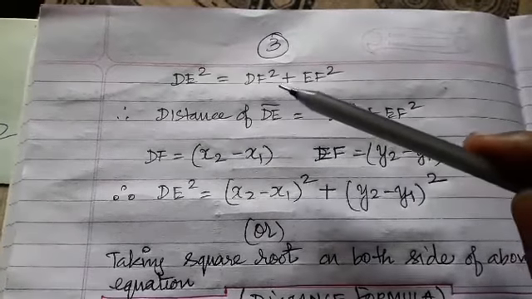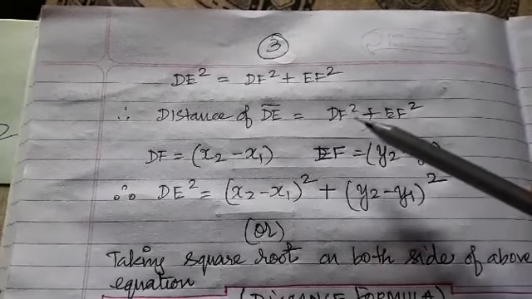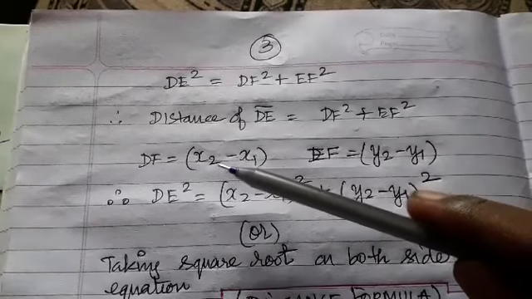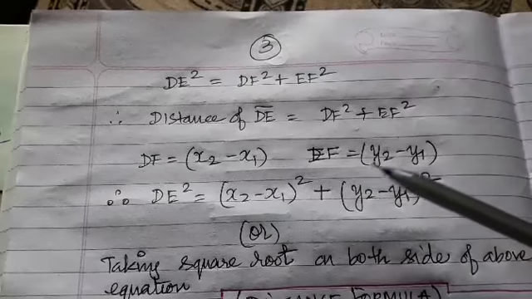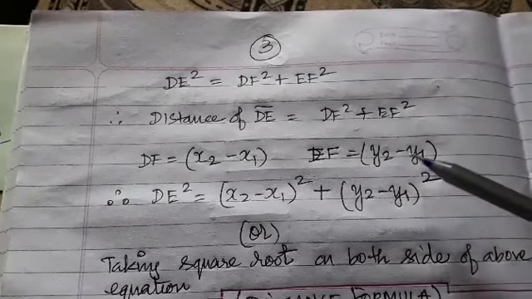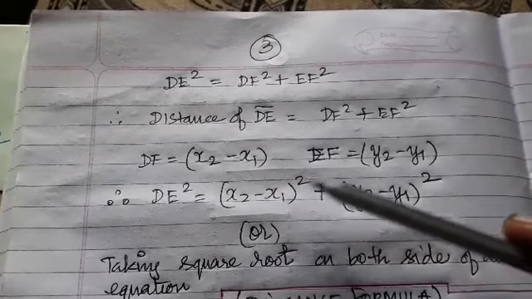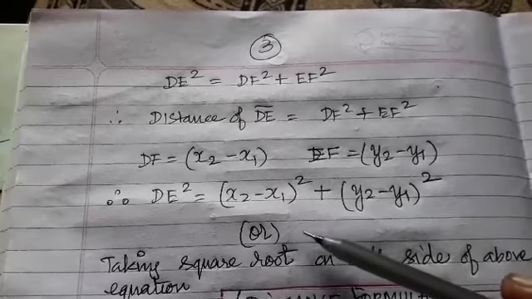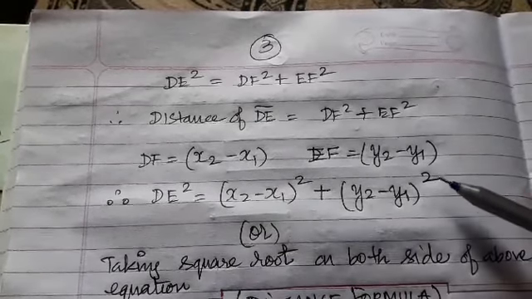So DE square equals DF square plus EF square. What is DF? It is x2 minus x1, as you can see from the figure. And EF is y2 minus y1. So DE square, you substitute in the formula: DF square, (x2 minus x1) whole square, plus (y2 minus y1) whole square. Or if you want to find the exact DE length, take the square root on both sides.